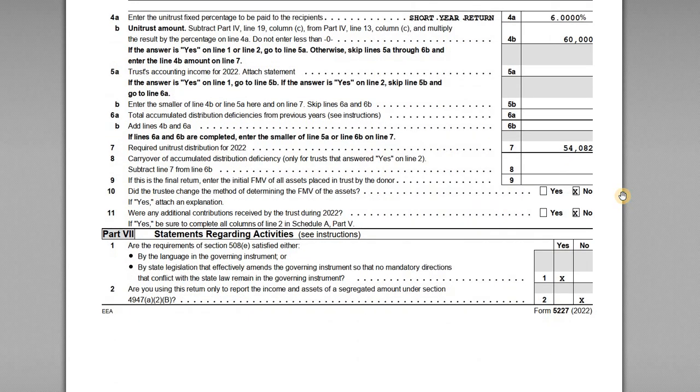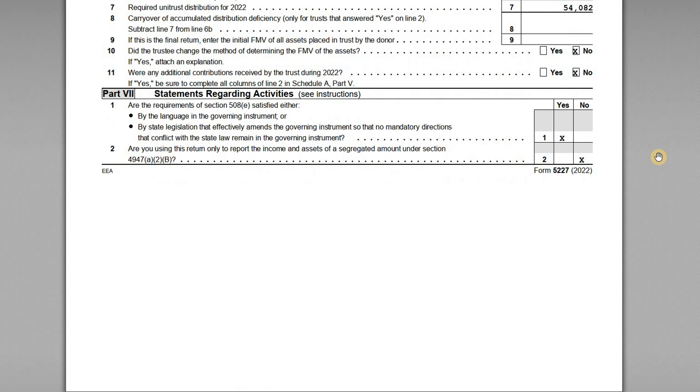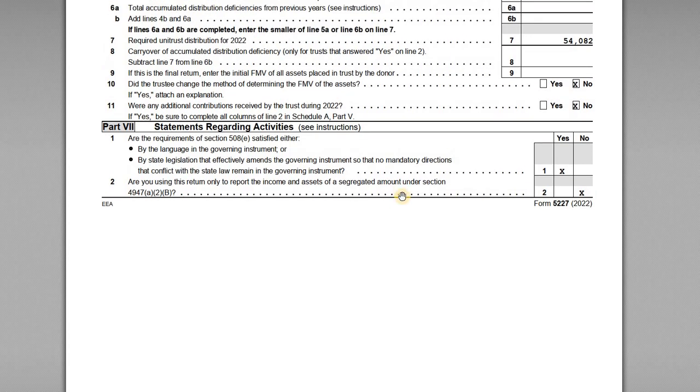All right, so questions 10 and 11, we didn't change the method of accounting and valuing the assets. No additional contributions during the year. All right, so now into part 7, statements regarding activities. Question 1, are the requirements of IRC section 508(e) satisfied? So this is the limitations on self-dealing, right? So those issues that we have with private foundations. Same things apply to CRUTs.